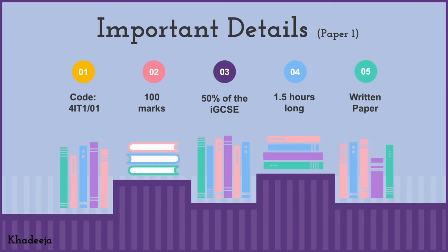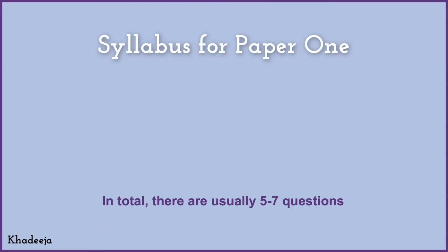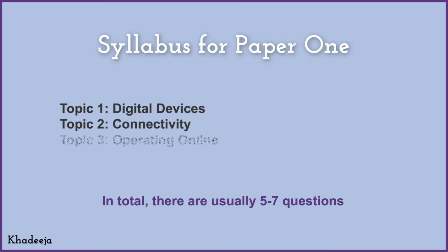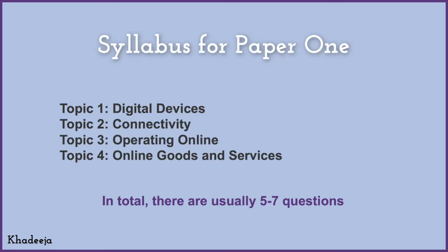So first of all, paper 1, let's look more deeply into paper 1. Firstly, the syllabus for paper 1. In total, there are usually 5 to 7 questions in the entire paper, but these are broken down into many parts, which is why, of course, it's a long paper for 100 marks. Now, let's look at the syllabus. So, number 1, the first topic is digital devices, then connectivity, operating online, and goods and services. These 4 topics are the entire syllabus for paper 1.